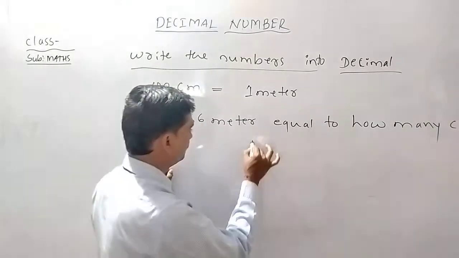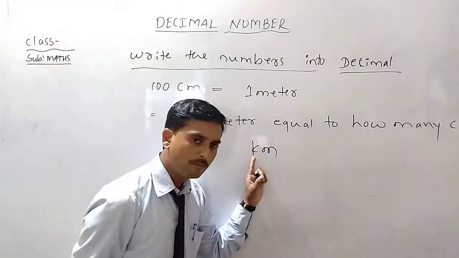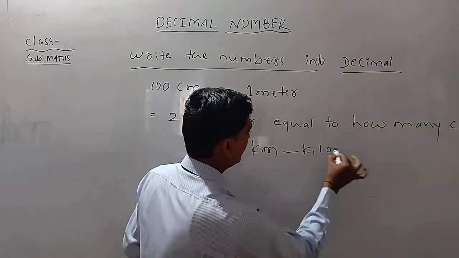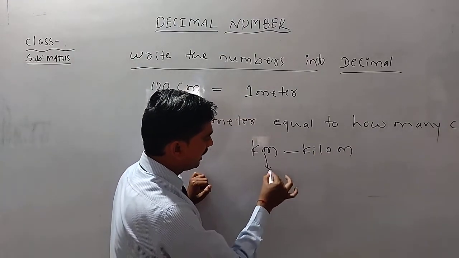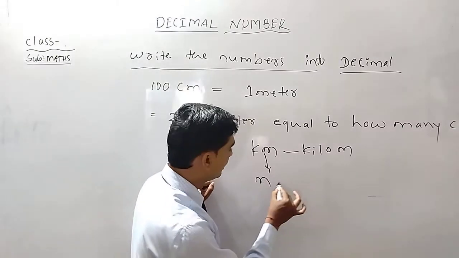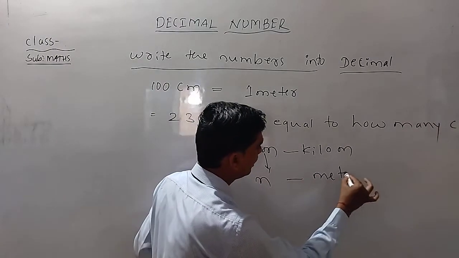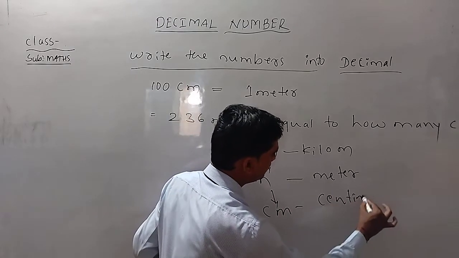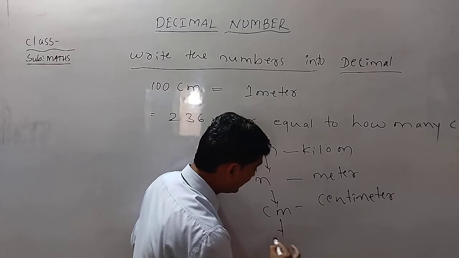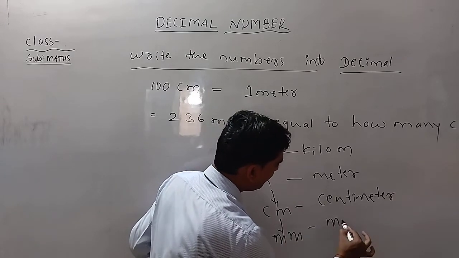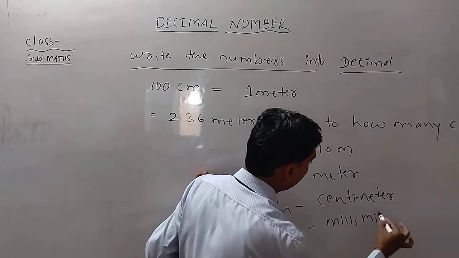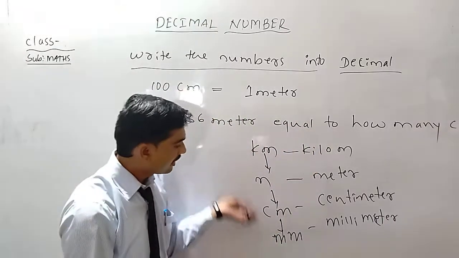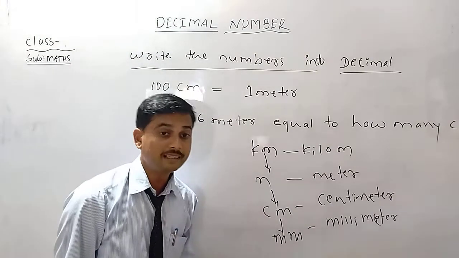Very big unit is km. Km is the short form, long form is kilometer. Another one is meter. M means meter, and before that cm means centimeter, and the next one is mm. Mm means millimeter. These are the measurements of length.